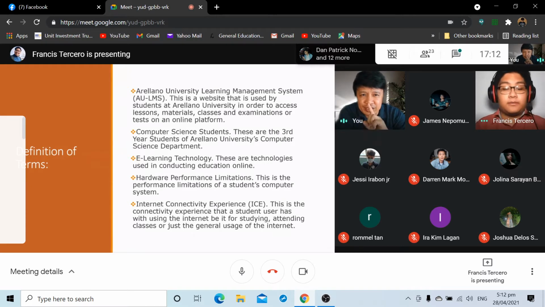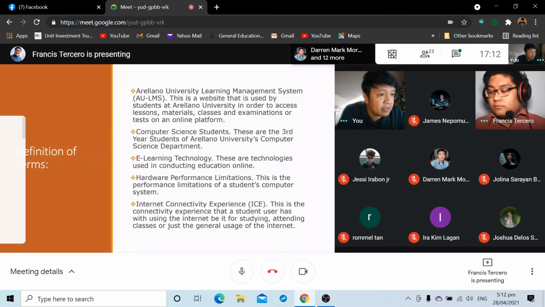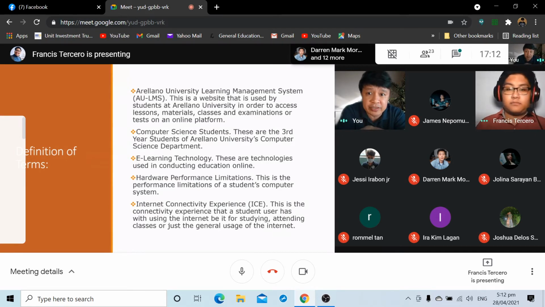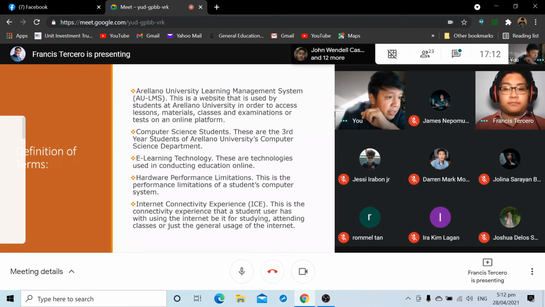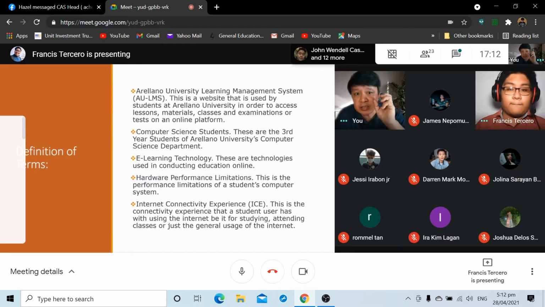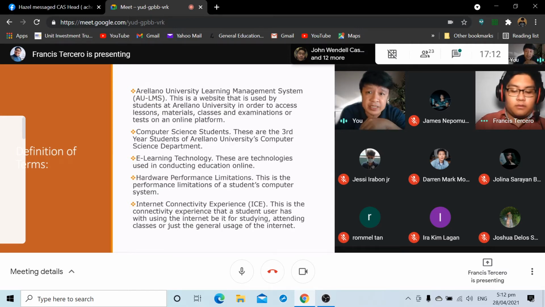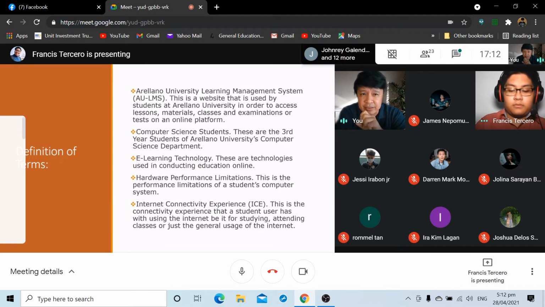Okay, first of all, you should include, if it is included, the variables reflected in your title. So, factors affecting the use of Arellano LMS. LMS should be included, so it's there, right? Yes, sir. And then, computer science students, the respondents, since it is reflected in your title, should also be included in your definition of terms. And then, aside from the variables, technical terms should also be considered in the definition of terms. So, these are terms that are not familiar, especially to the panel or to the critics that would be reading your paper. Next part.